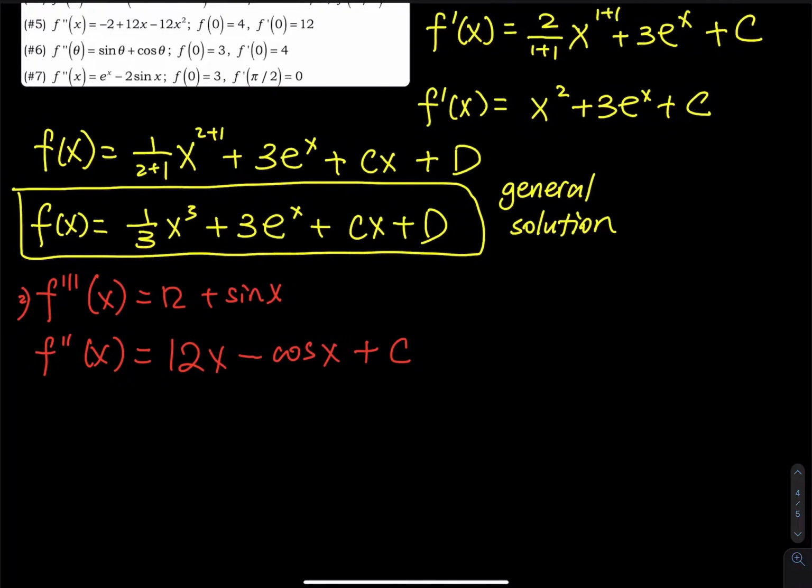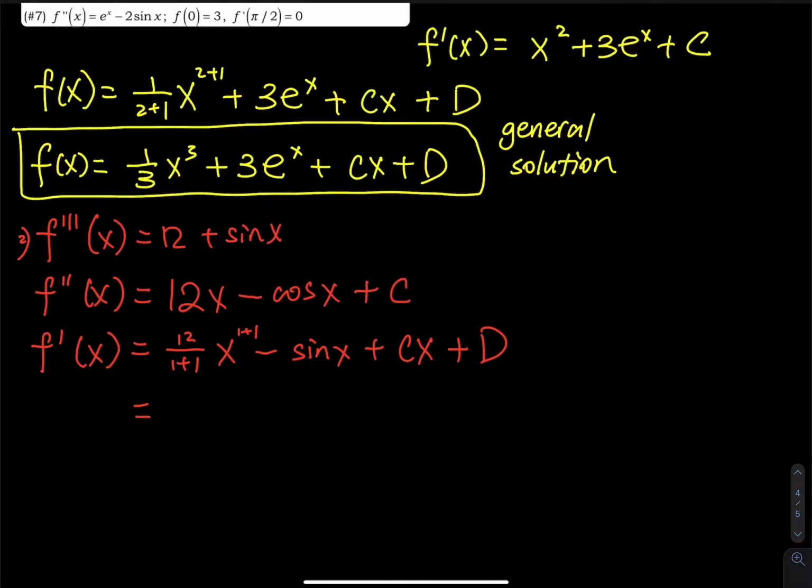The next undo is f prime of x. So this is x, 1 plus 1, right? And then 12 divided by 1 plus 1. Do you have to show your work like this? With some practice, you don't need to do the work like this anymore. And then the antiderivative of sine is cosine, no negative, so that's why the minus stays there. And then plus the antiderivative of c is cx, and then we use another letter to represent the constant, d. This is equal to 12 divided by 2 is 6, x squared minus sine x plus cx plus d. So that is the first derivative.